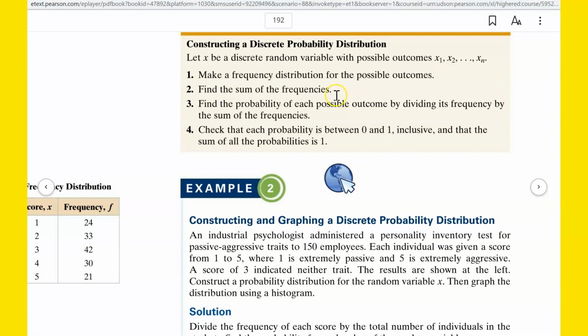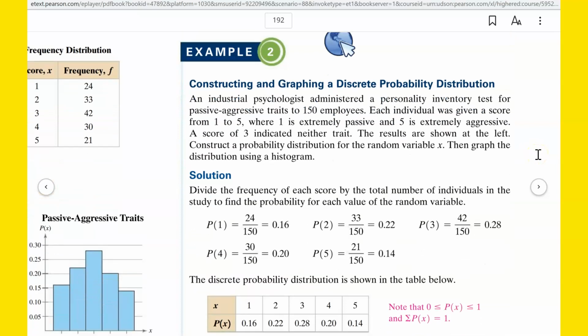All right, you can construct a discrete probability distribution by making a frequency distribution for the possible outcomes, find the sum of the frequencies, find the probability of each possible outcome by dividing the frequency of that outcome by the total sum of the frequencies, and then check that all the probabilities are between 0 and 1 and that the sum of all of them equals 1.